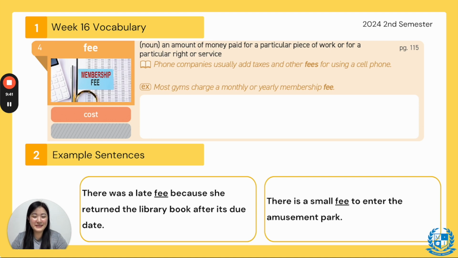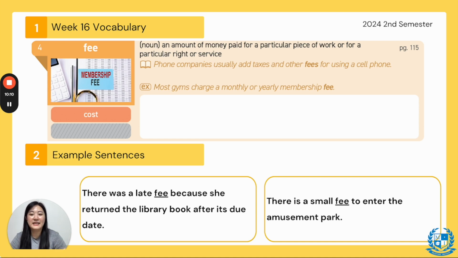Let's read the example together. Are you ready? 1, 2, 3. Most gyms charge a monthly or yearly membership fee. So in order to go to the gym, right, you can't just walk in and say, I'm here to work out for free. No. You must pay a fee, whether it's monthly, so every month you pay, or a whole year that you pay all up at once.